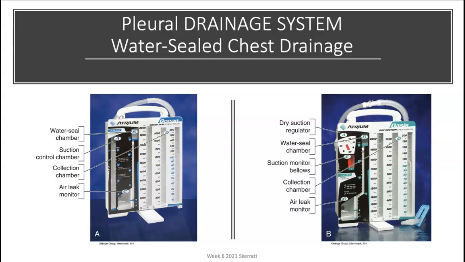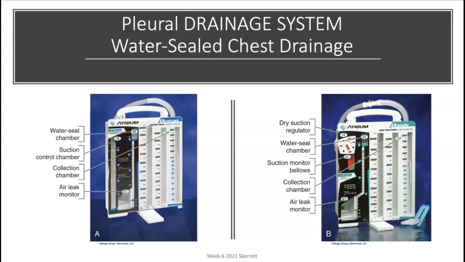It's a one-way system that uses atmospheric pressure to keep air from entering the pleural cavity, but also allows air and fluid to drain. These are used when you have a persistent pneumothorax, a large pneumothorax, or a large amount of drainage post-surgery, or if there's an open pneumothorax or open pleural drainage.